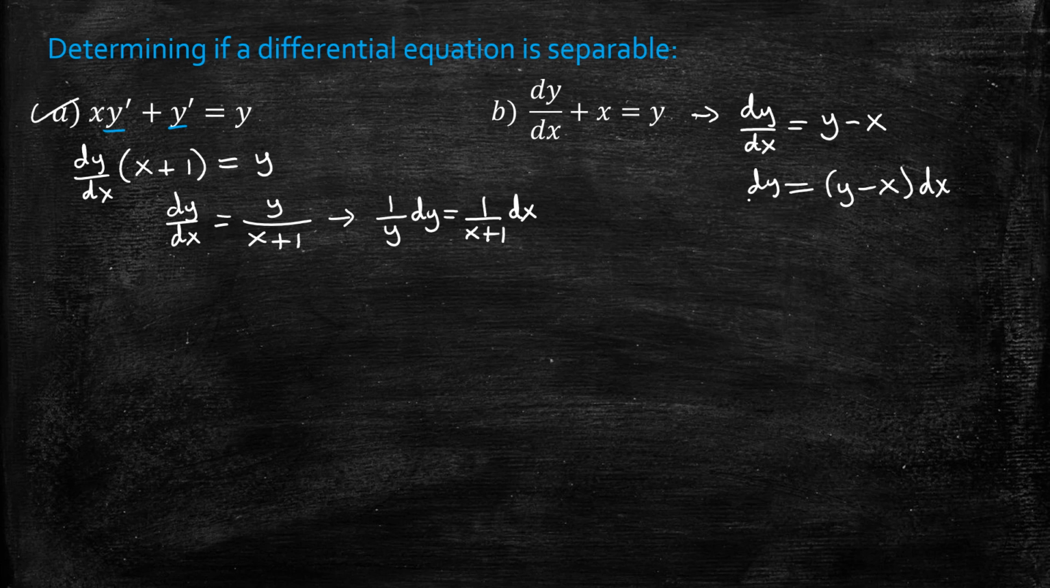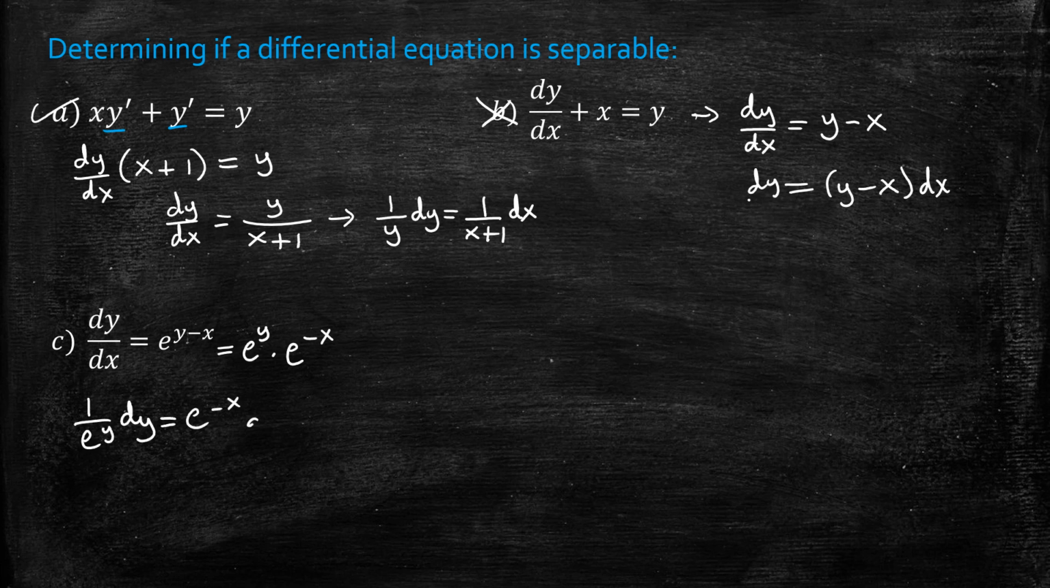So this is not a separable equation. Now what about this one here? It doesn't look like a function of y times a function of x unless we use our rules of exponents and write it like this. And then we can see that if we divide both sides by e to the y, so 1 over e to the y dy equals e to the minus x dx. And actually, it's a nice symmetric equation because if we rewrite that, we have this.